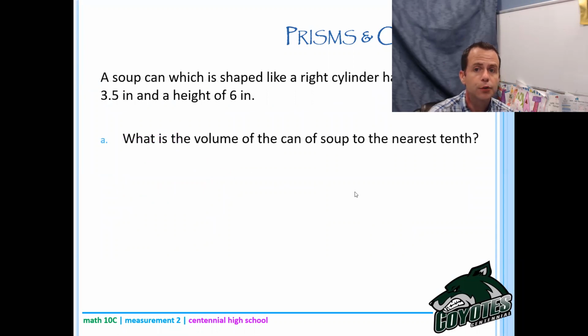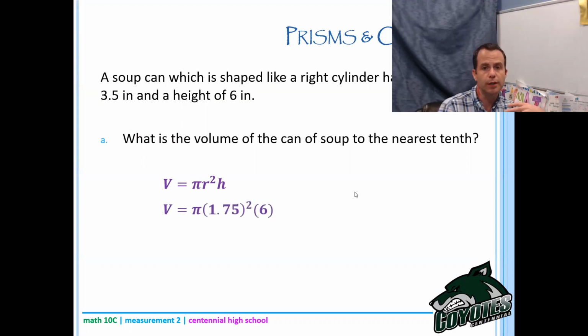Okay, a soup can, which is shaped like a right cylinder, has a diameter of 3.5 and a height of 6 inches. Now, what is the volume of the can of soup to the nearest tenth? We're talking about a cylinder. Volume of a cylinder is pi r squared height. Always write the formula you're using first, then you plug in the things that you know. So I know that my radius is 1.75 because it has to be half of the 3.5. And I know that my height is 6, okay? Multiply all that together and you should be getting 57.7 inches cubed for the volume of the soup.